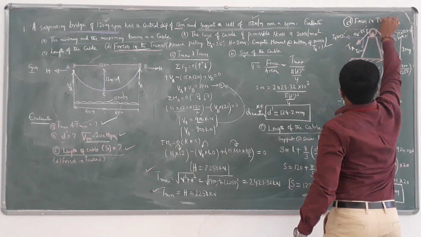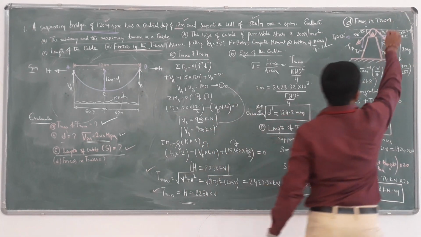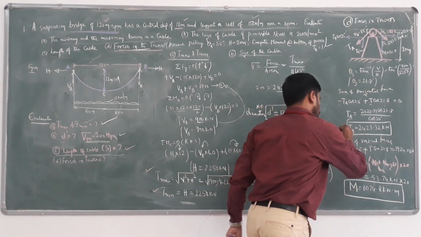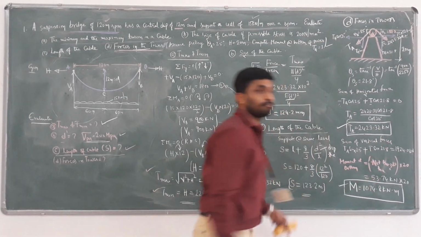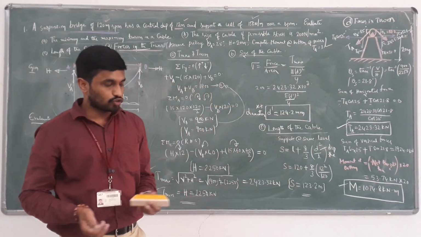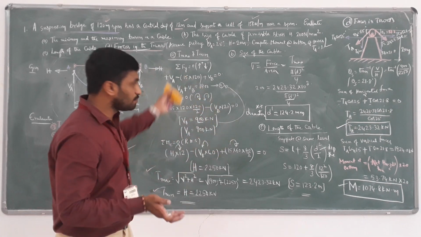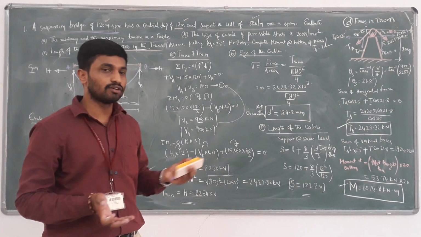And lastly, this is the D part, forces in the tower. For this, I have assumed the pulley support, and I have evaluated the force in the anchor cable, and I have evaluated the moment at the bottom of the tower. So this is a very important problem, and these are the simple steps. I hope all of you are getting the things. Thank you.